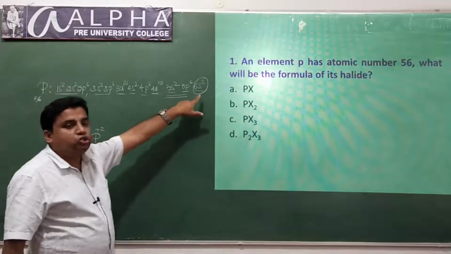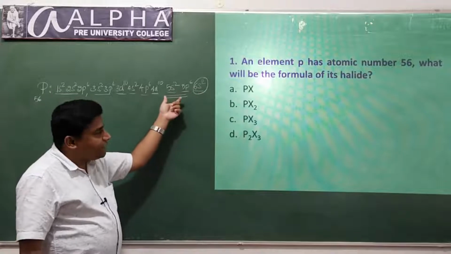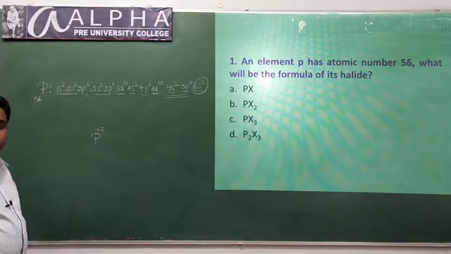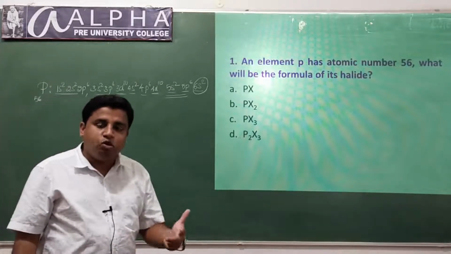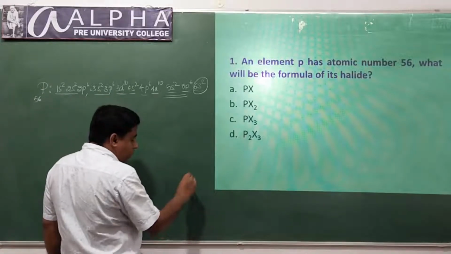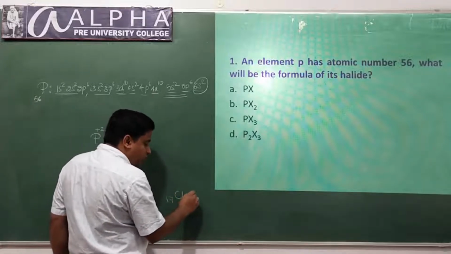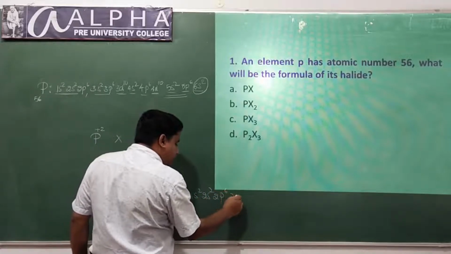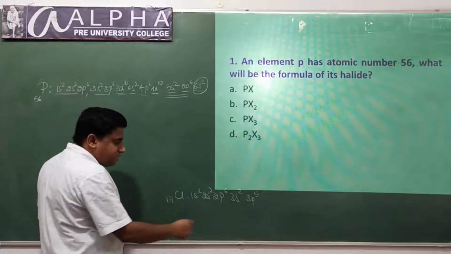Because it has to lose two electrons. Only upon losing two electrons can it attain the nearest noble gas configuration. Hence, the valency of this element is +2. And how about halides, for example fluoride, chloride, bromide, iodide? You should remember this. Take chlorine, atomic number 17. Its electronic configuration is 1s2, 2s2, 2p6, 3s2, 3p5. Observe the valence electronic configuration.